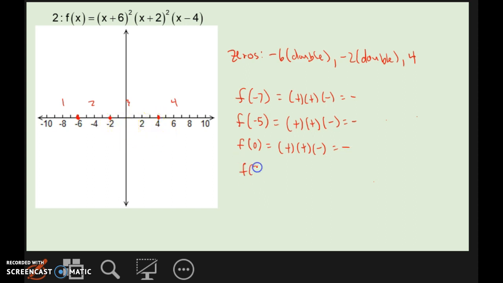And then to the right of 4, I'm going to try 5. So I've got a positive, and then 5 minus 4 is 1, so that's a positive number. And I've got a positive solution. And at 4, it did cross over, because that's a singular root. So my graph looks something to this effect.